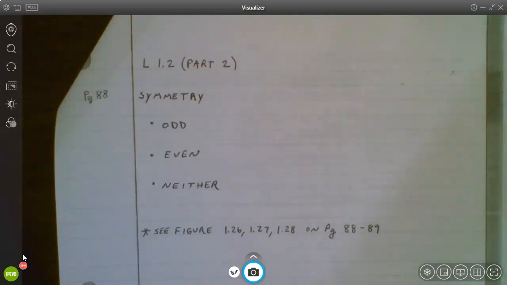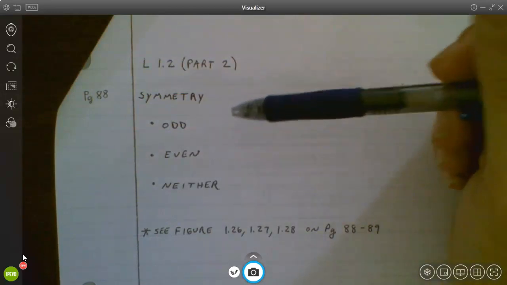Right, here we go with part 2 of lesson 1.2. We're going to be taking a look at just some different types of functions and some symmetry, things like that. So I am going to reference a few pages out of your textbook, so you're always welcome to make note of those or open that up and you can kind of follow along.